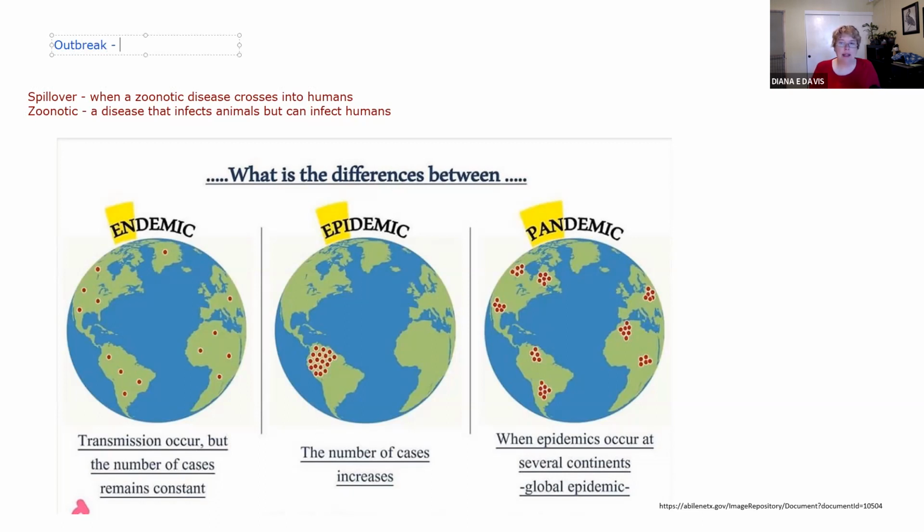An outbreak is a small number of cases in a small area. So we have had outbreaks of measles in communities where there's a lot of anti-vaccination sentiment and children are not vaccinated for measles. In the US, it occurs in other countries regularly, unfortunately. So that's the smallest form of a disease.